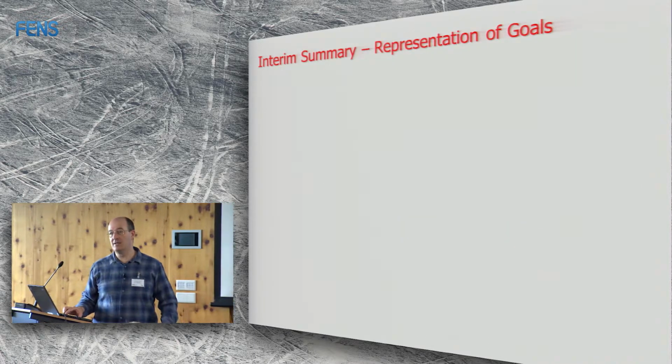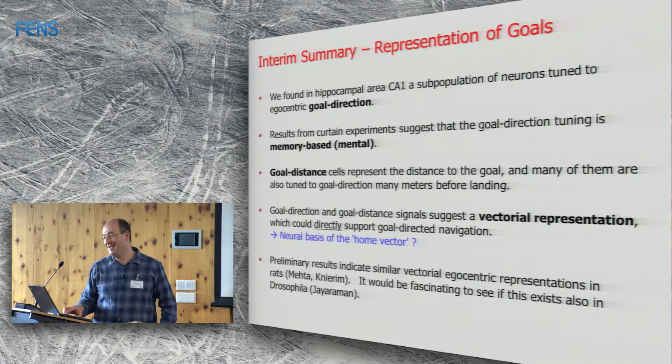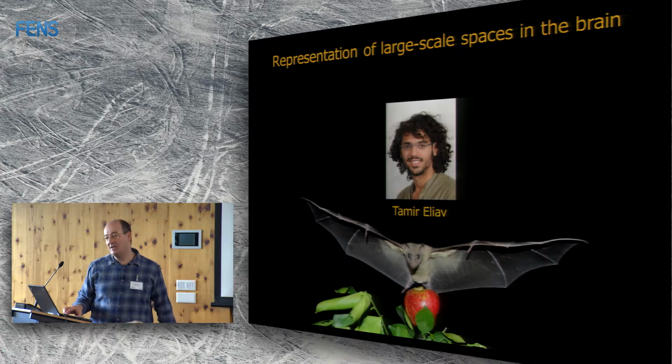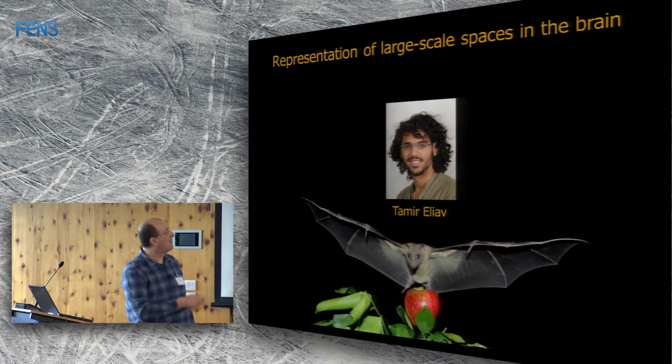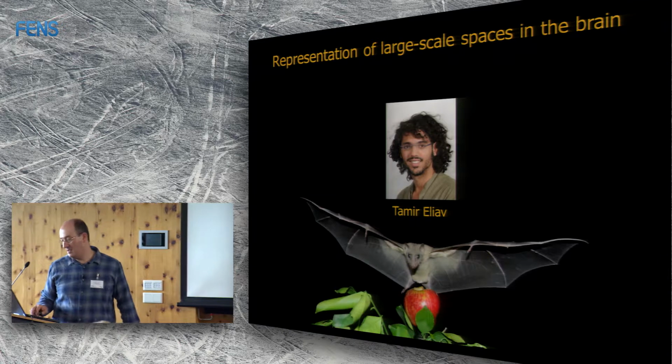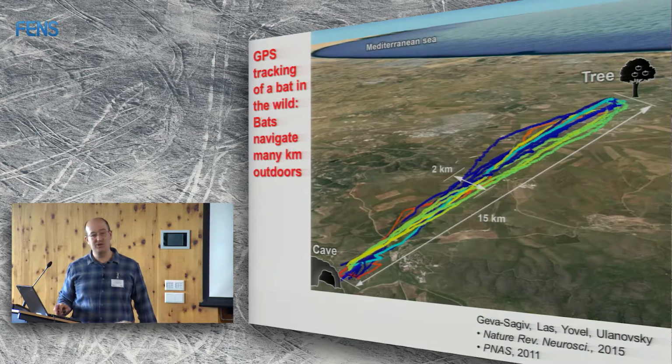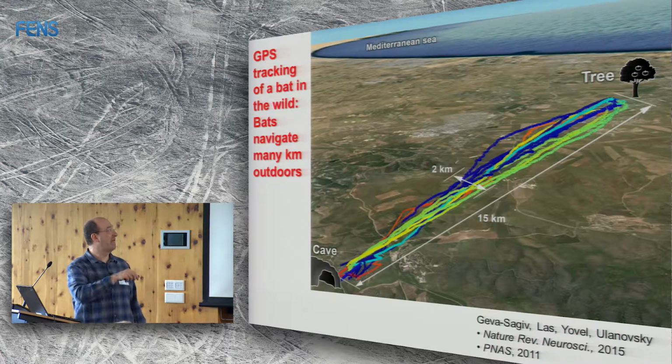Okay, I'll move on to tell you briefly about the representation of large-scale spaces, and I'll tell you about the new story that we have on the social side. This is work by Tamir Eliav, a PhD student in the lab. So the basic question is this: I've shown you that these bats navigate long distances.